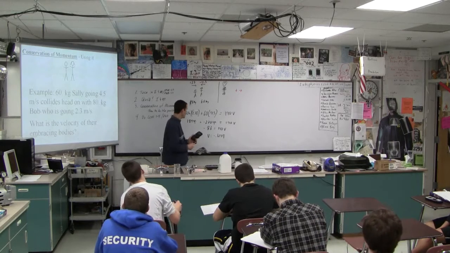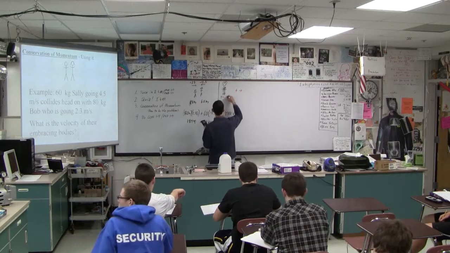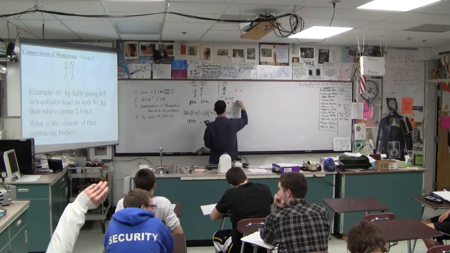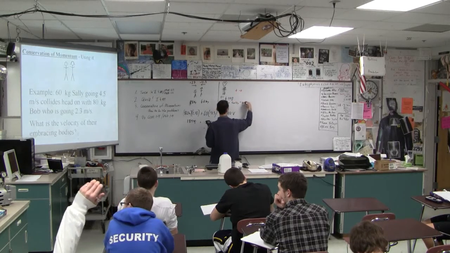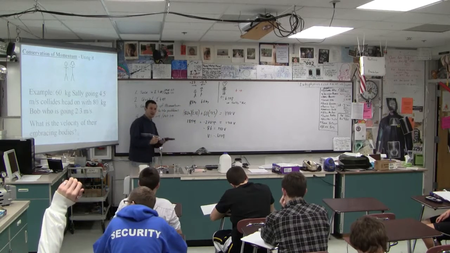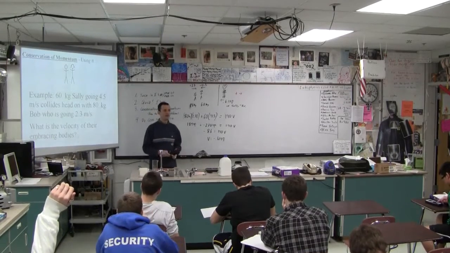So you need to say that the velocity is 0.614 meters per second in Sally's direction or something like that, right? You need to say something that's unambiguous, otherwise we won't know you're right.